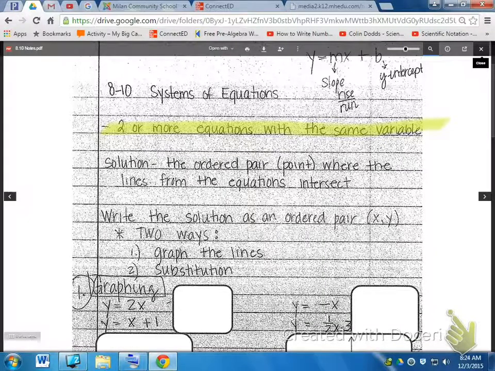Basically, what's happening is there's two or more equations on the same graph, which make two or more lines, however many equations there are, and where they intersect, that's the solution. The solution is where they intersect. The solution should be written as an ordered pair. In other words, make sure that every answer that you give is an ordered pair: the x value, the y value of that point where they cross over each other.